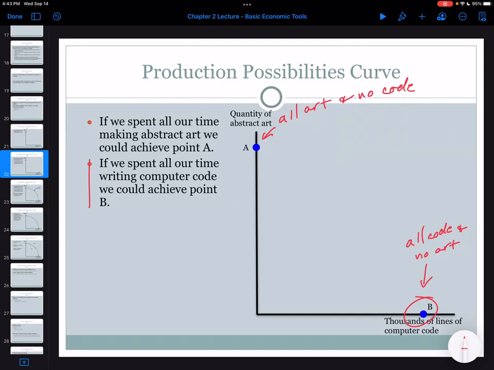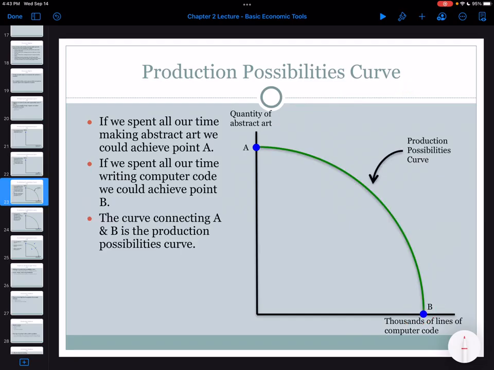Now, obviously, most societies prefer something in between, in the middle. And this is what we call the production possibilities curve. So if we draw in a nice curved line between A and B, we call this the production possibilities curve. It's the curve connecting points A and B, and it represents all those different possible combinations of art and computer code. So point C here would be some combination of code and art, and let's say point D down here would be much more code and less art than point C.